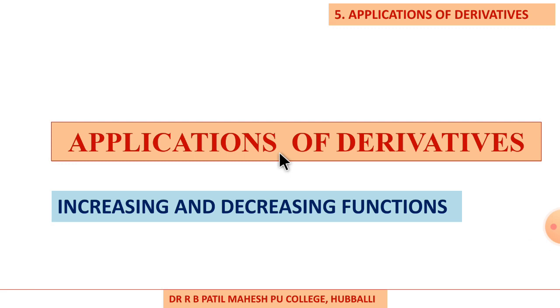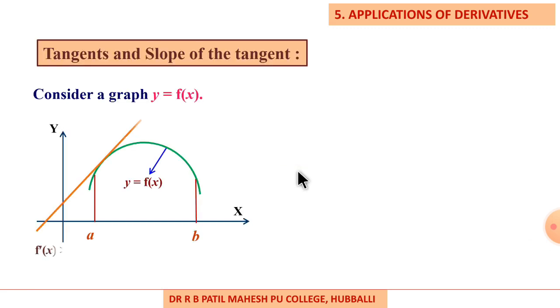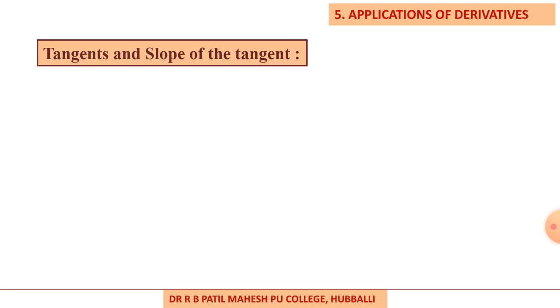In this video, we'll study increasing and decreasing functions. Next, we'll discuss the difference between strictly increasing and strictly decreasing functions. Before that, we'll start with tangents and the slope of the tangent.